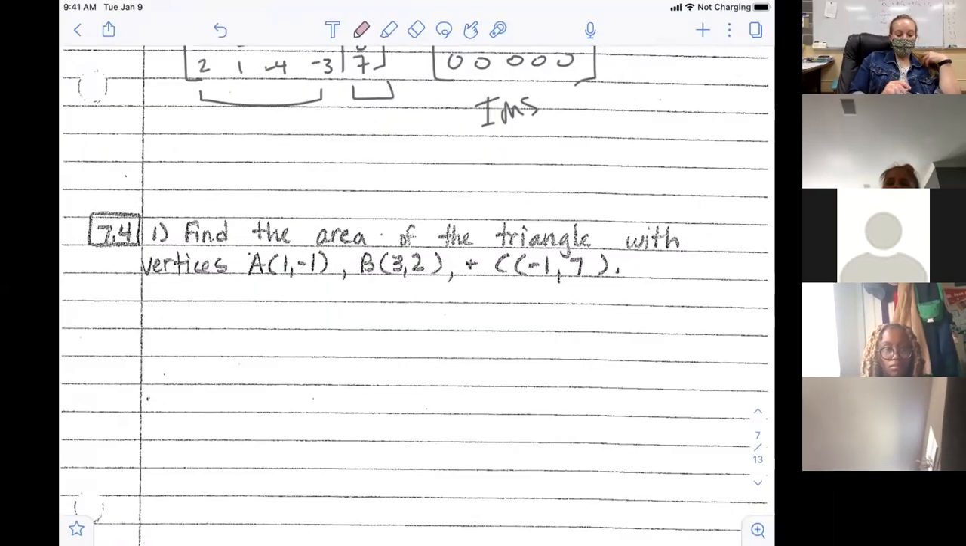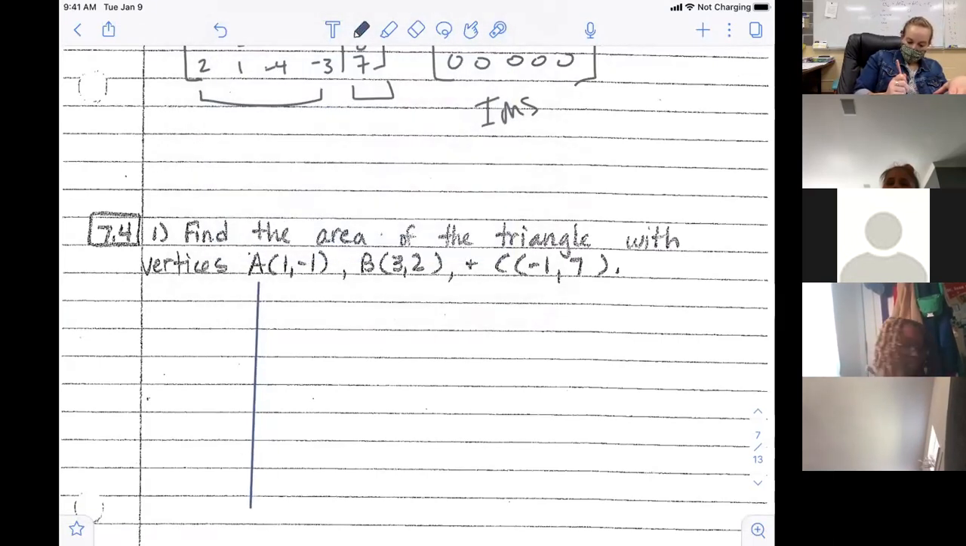All right, find the area of a triangle with vertices (1, -1), (3, 2), (-1, 7). If we were just solving normally, to find the area of a triangle, you need to do 1/2 base times height, which means we're going to have to do distance formula, and that is not fun. Midpoints, all that crazy stuff. So instead, I'm going to teach you a way to use our matrices, and we're going to start by graphing this out. So I'm going to graph it like legit.